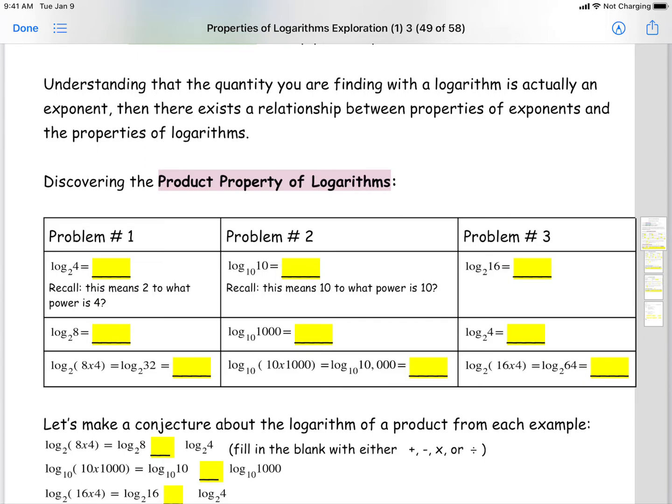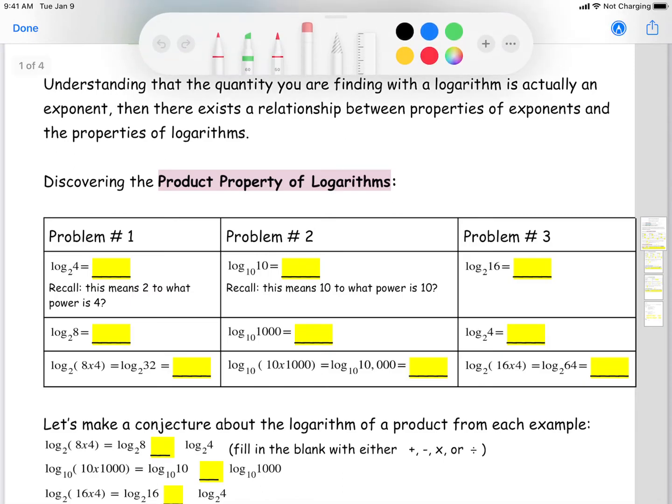So in problem number 1, if I look at log base 2 of 4, what does that equal? 2 to the what power equals 4? Yep, it's 2. So log base 2 of 4 is 2, because remember, logs are about solving for exponents. Now what about log base 2 of 8? Again, the way you want to think about it is 2 to what power is 8? 2 to the third.